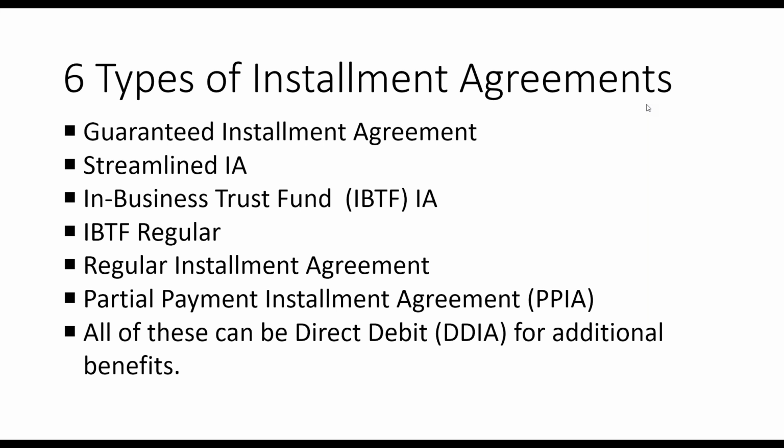There are 6 different types of installment agreements. It would take a full 2 hours for me to go through all 6 of them, but of course we cover that in our level 1 class. We have an entire 2-hour session on IAs. So there's the guaranteed installment agreement, which has the $10,000 income tax cap.